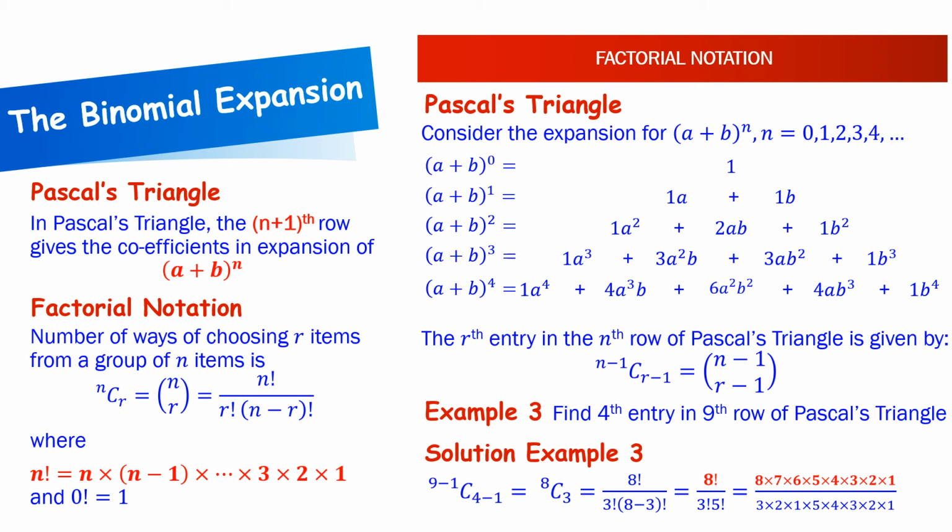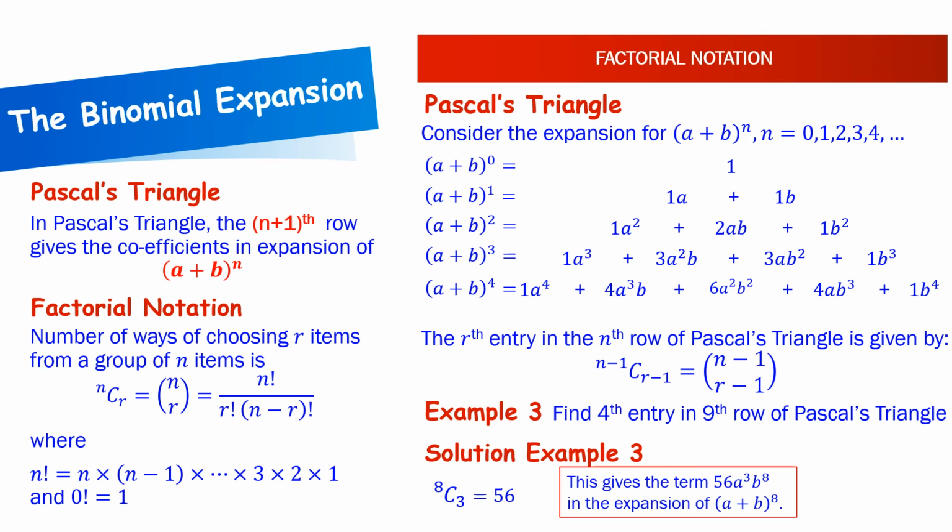And we can tidy up once we've done that. First, we can expand if we're not confident with this as shown. And then we can cancel, to give us 56. This gives the term 56a cubed b to the power 8 in the expansion of a plus b all raised to the power 8.